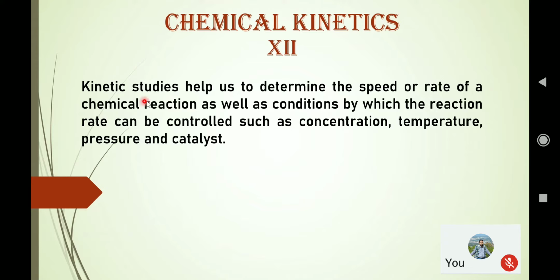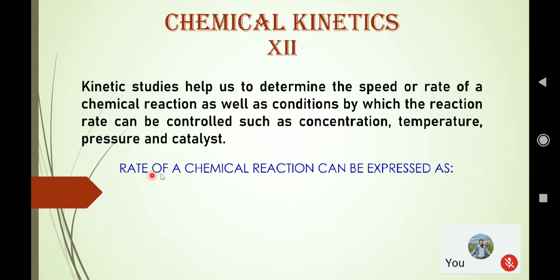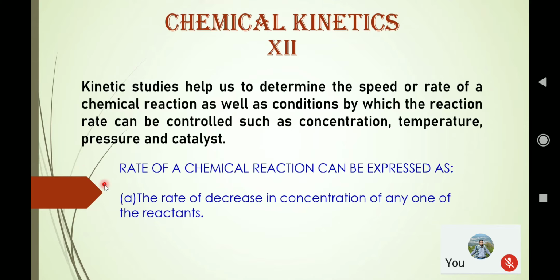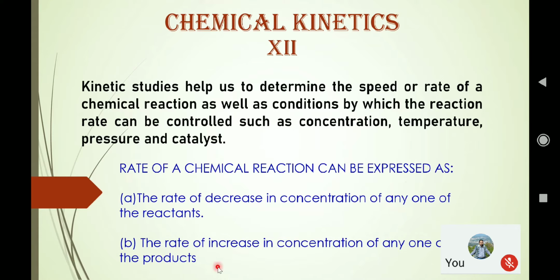So kinetic studies help us to determine the speed or rate of a chemical reaction, as well as the conditions by which the reaction rate can be controlled, such as concentration, temperature, pressure and catalyst. Now, the rate of a chemical reaction can be expressed as the rate of decrease in concentration of any one of the reactants or the rate of increase in concentration of any of the products.